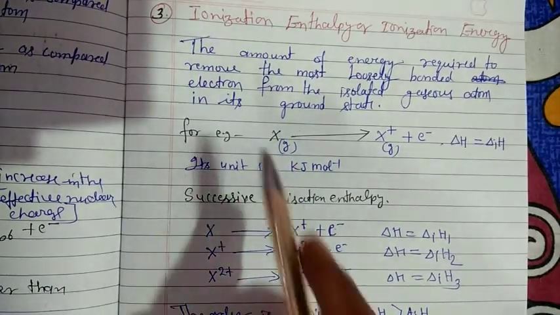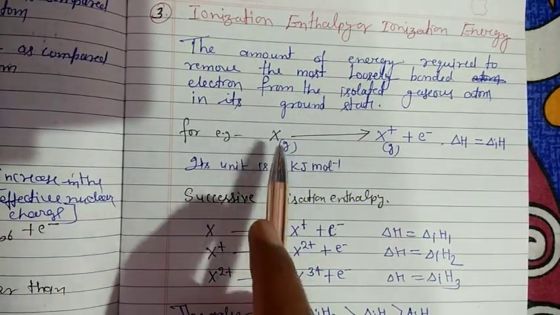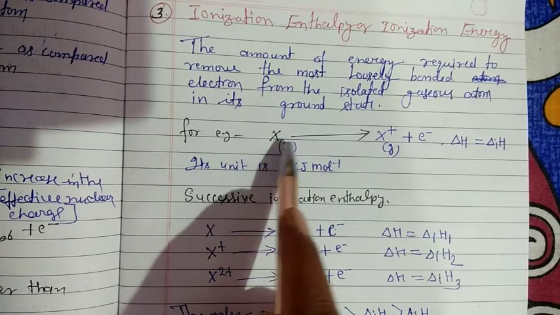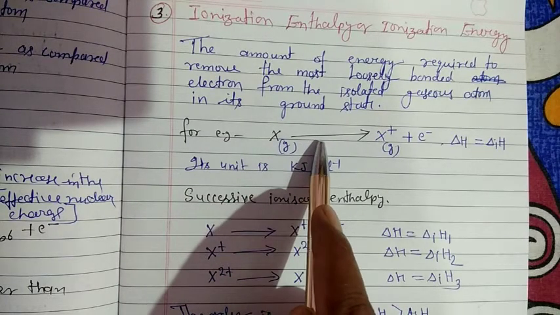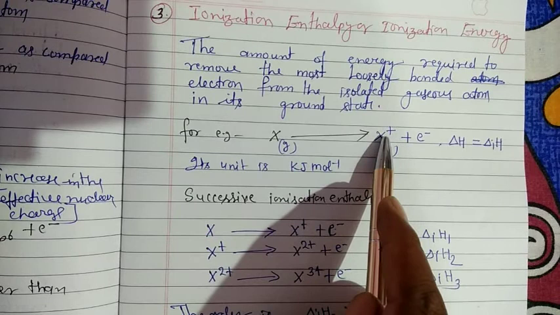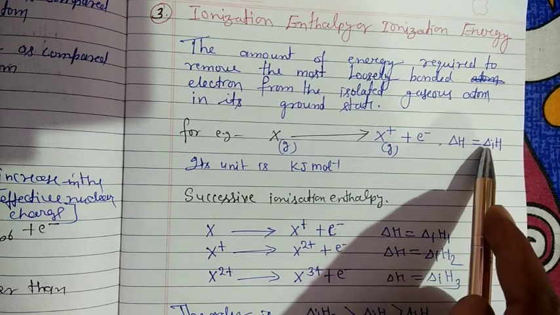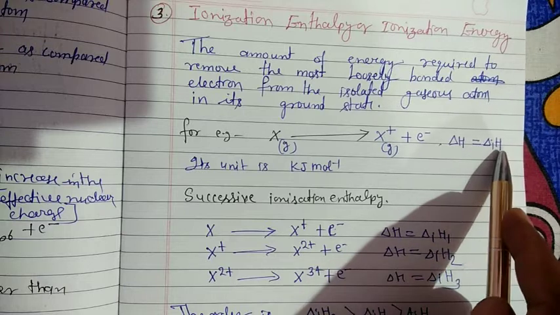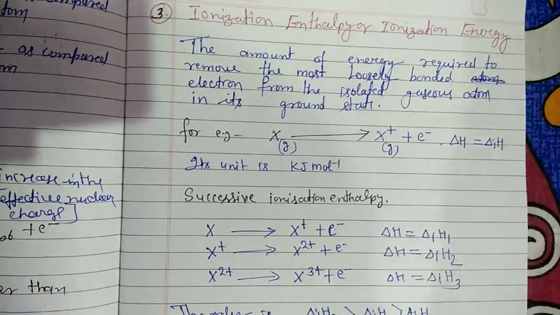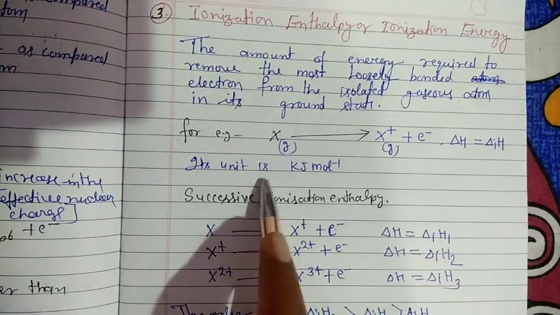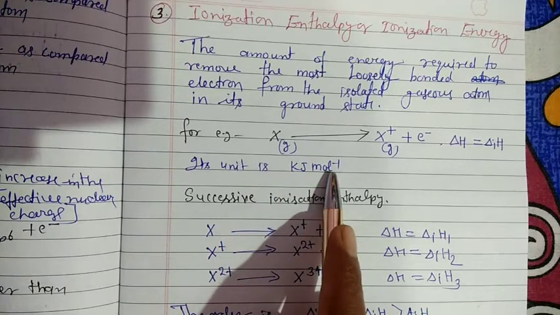For example, X is the element. It can lose its outermost electron and carry one positive charge. This is known as first ionization enthalpy, ΔiH1. Its unit is kilojoule per mole.